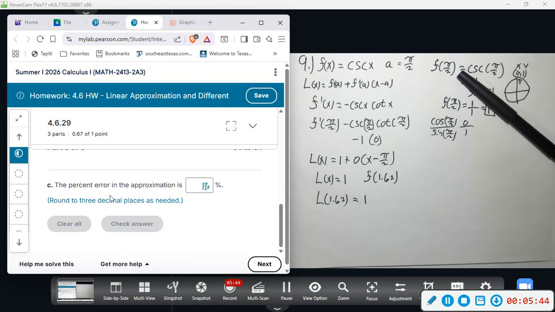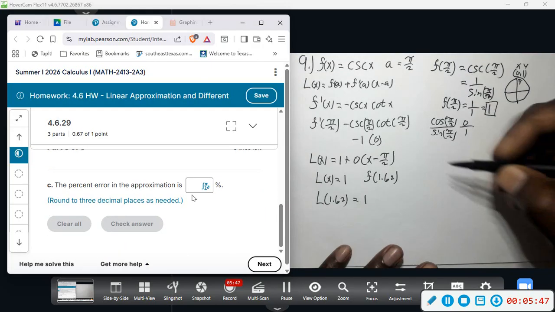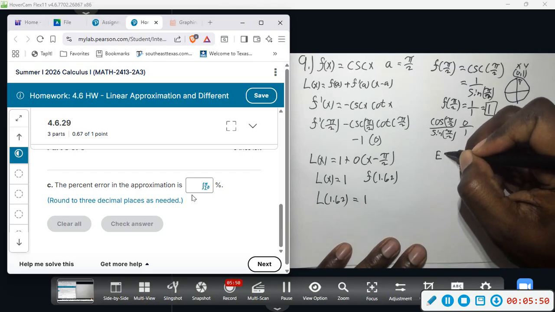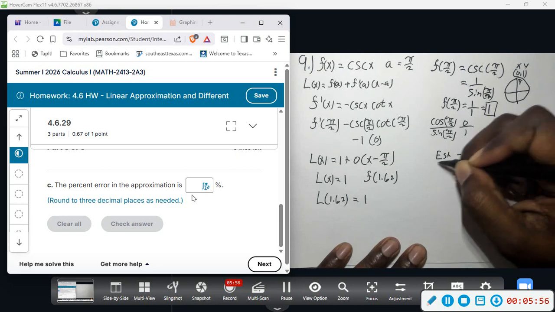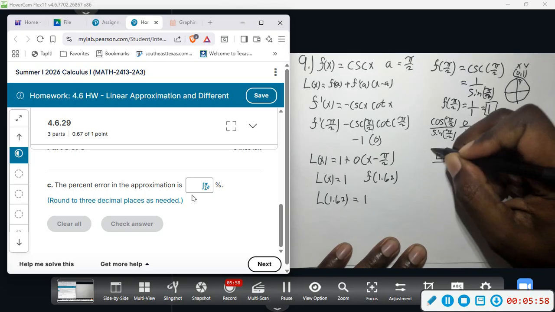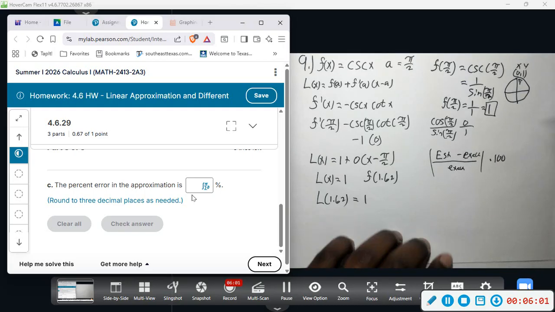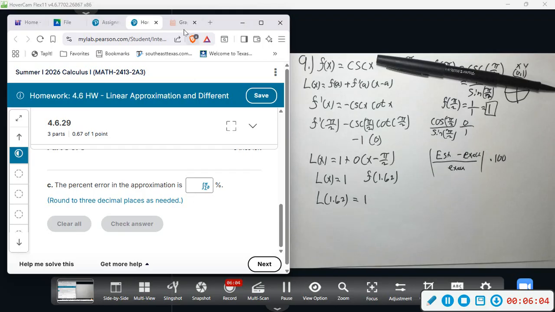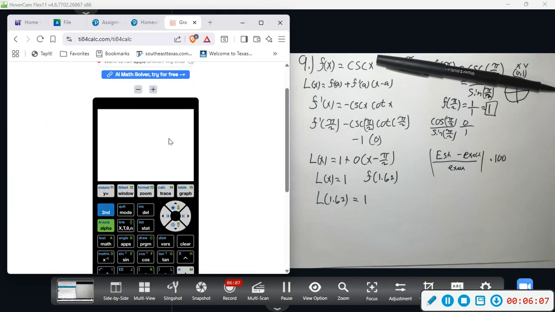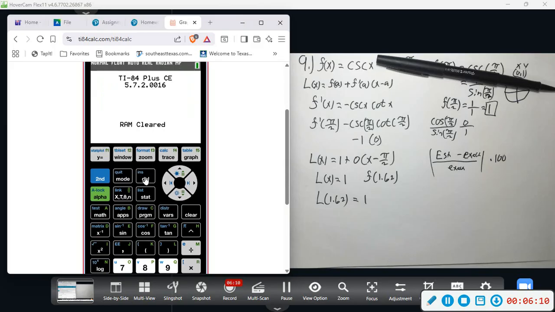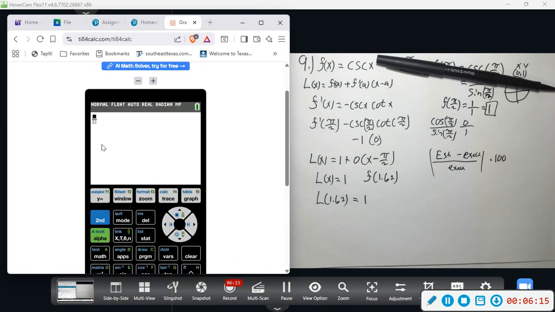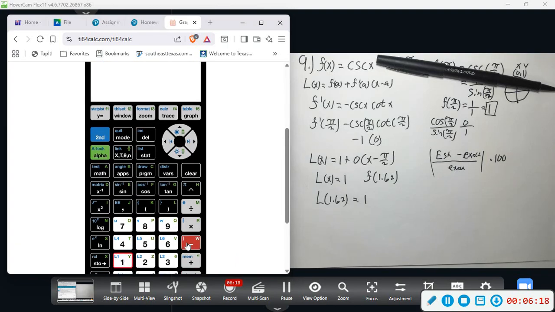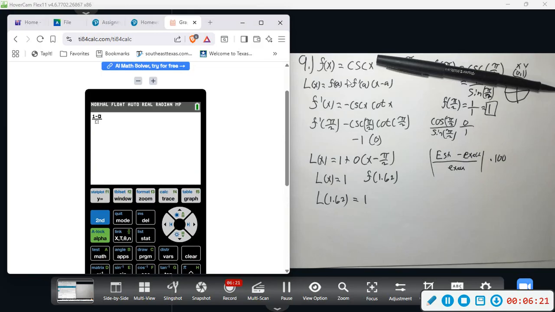All right, now we're going to do percent error. So remember, it's going to be estimate minus the exact over exact, all positive, times 100. All right, so we're going to just use the calculator, and we'll just input those exact values. So the estimate, I'll make a fraction. So we got 1 minus, now the exact is going to be this function plugging in the 1.62.